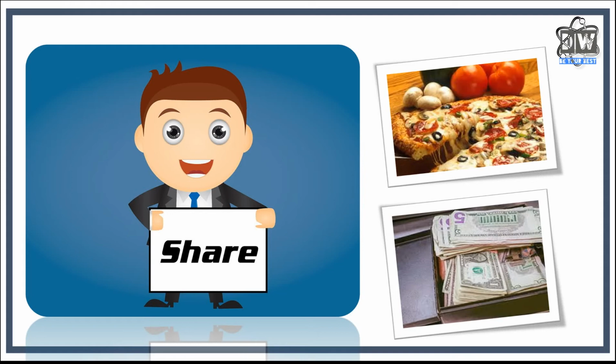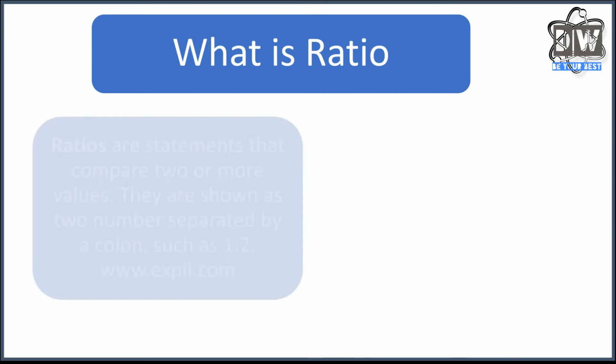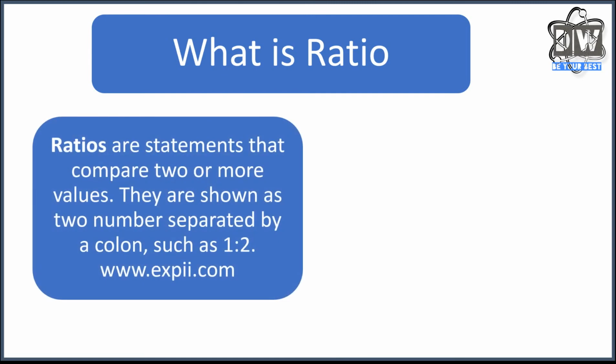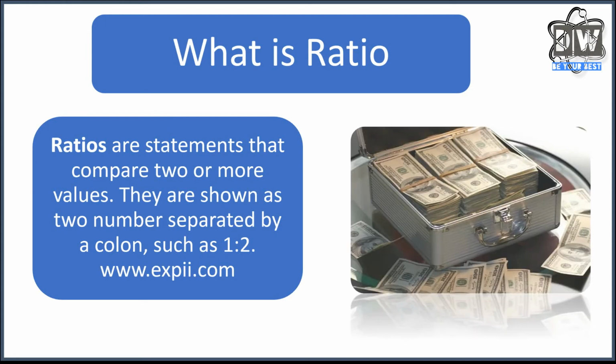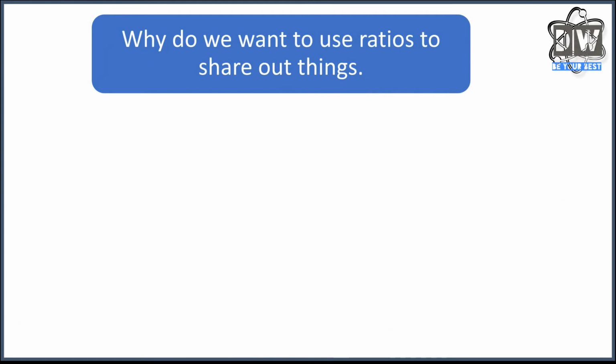Just imagine that you and a group of friends are going to share out something in a certain ratio or a certain amount. And it's probably not going to seem fair, and that's the other thing. So ratios are statements that compare two or more values. They are shown as two numbers separated by a colon, such as 1:2. We're looking at the sharing out of money most of the time, but today we are going to talk about food because it's close to my heart.